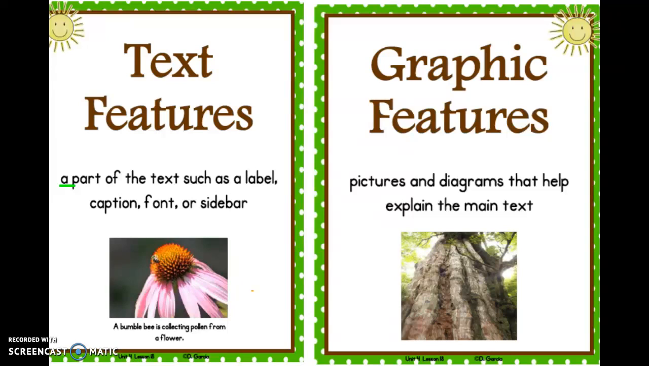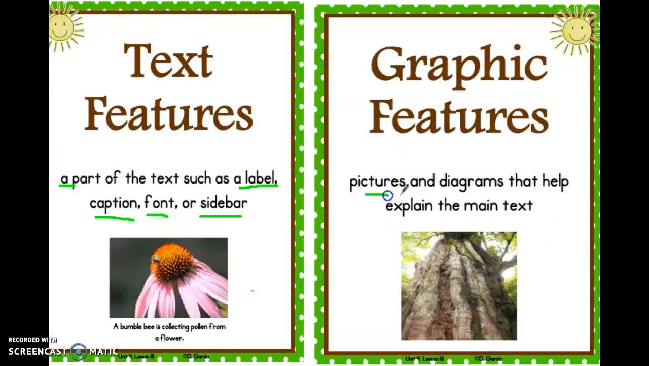So just to review, text features are any part of the text. Remember, text is the words in the story. Any part of the text, such as a label, a caption, a special font. We looked at italics before. That's when the words actually look like they're leaning over a little bit. A special font that's being used, a sidebar. That's where they give you a little more information to the side. Those are all text features that you might see when you read a story.